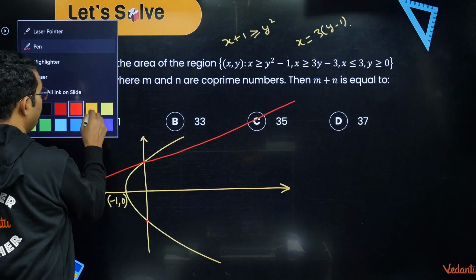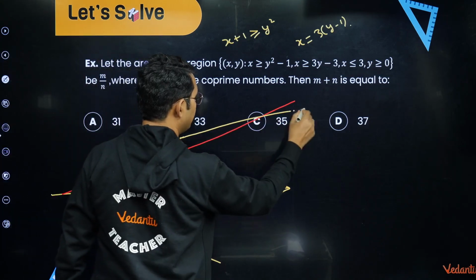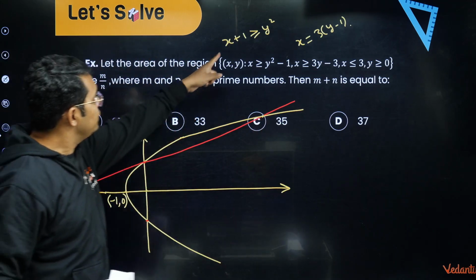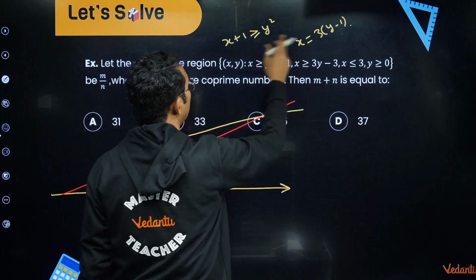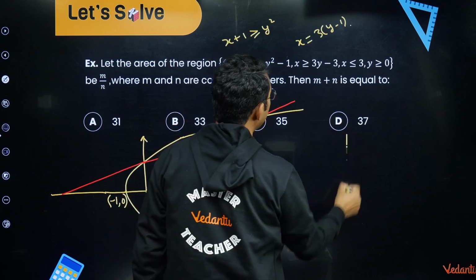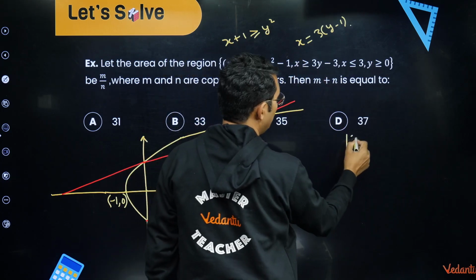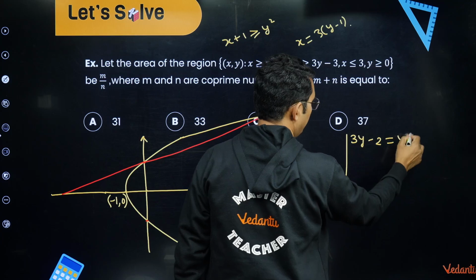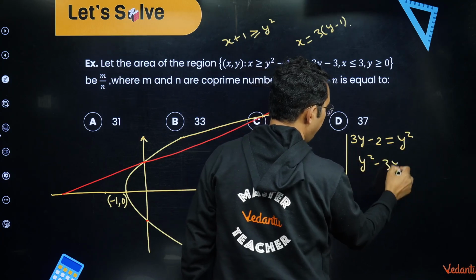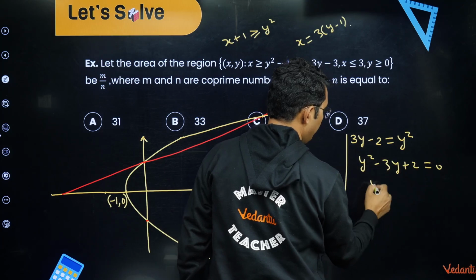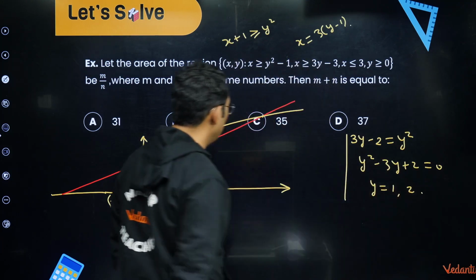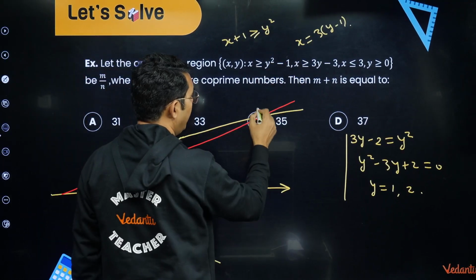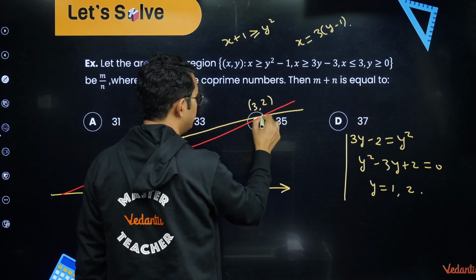In fact, this line will be intersecting this parabola at some point, and we can check it by putting x equal to this here. So we can solve it. x is equal to 3y minus 3 plus 1. So we get 3y minus 3 plus 1, so minus 2, equal to y square. So y square minus 3y plus 2 equal to 0 will give you two values of y. One is 1, one is 2. So this point will have y coordinate equal to 2, and if you put y equal to 2, your x coordinate will be 3. 3 comma 2 is this point.